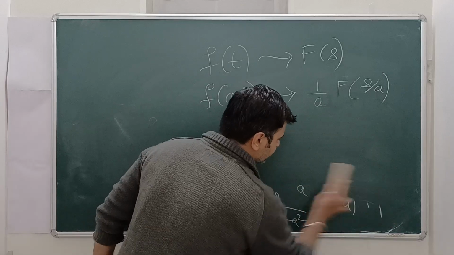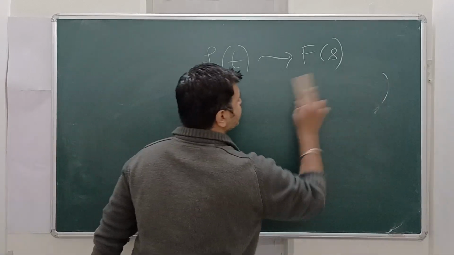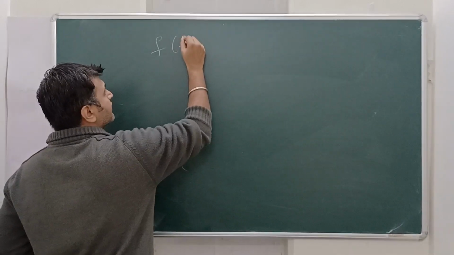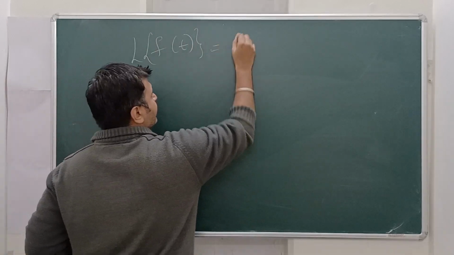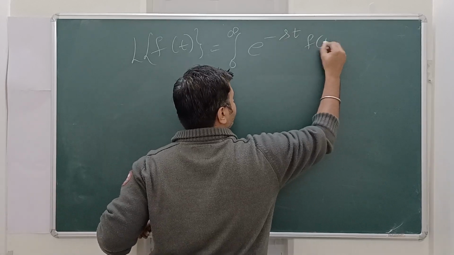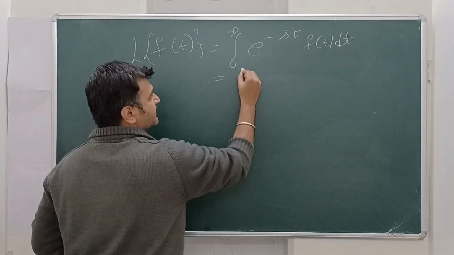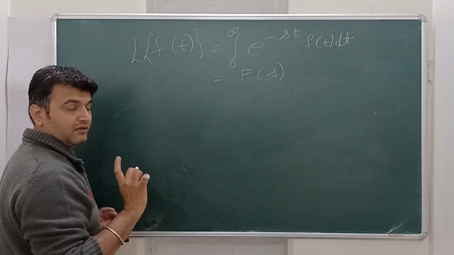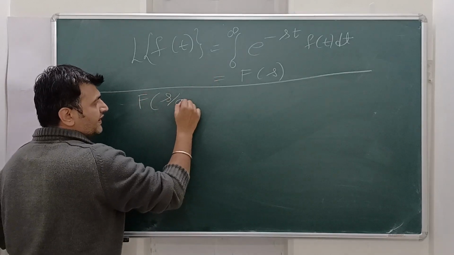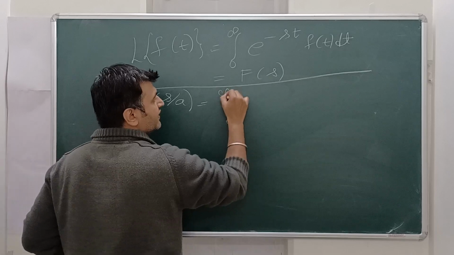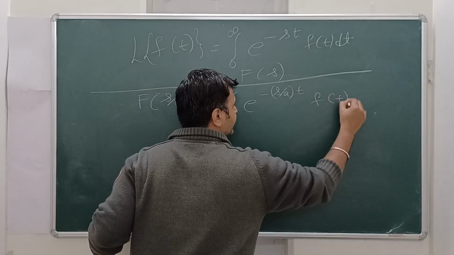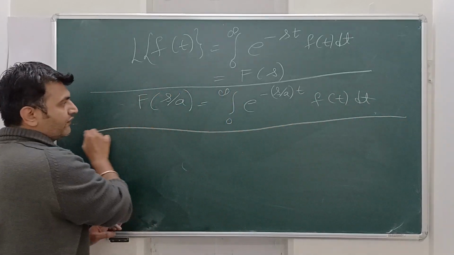Now let us try to prove this. So what is given to you? This is given to you. So your Laplace of f of t is integration 0 to infinity e raised to minus s t into f of t dt. And this is my F of s. So this is what is given to me. From here, what will be F of s by a? It is nothing but integral 0 to infinity e raised to minus s by a t f of t dt. So F of s by a will be this.